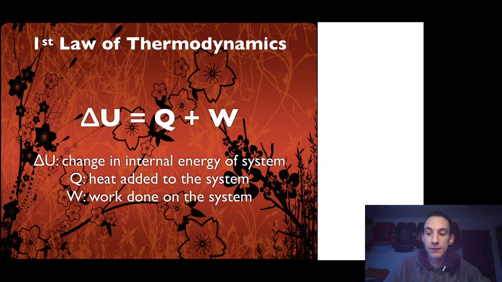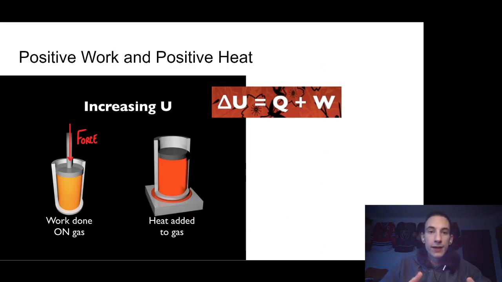of thermodynamics. And so if we're looking at this case where we increase the delta U, let's say we did both of these. Let's say we both forced on the gas and we added heat to it. We added heat to it, so that Q term is going to be positive, and we did work on the gas. So that work term is going to be positive. So we'd have a positive Q term, a positive W term, which would give us a positive delta U, which would tell us the internal energy of our gas increased. We had a positive delta U, a positive change in internal energy.